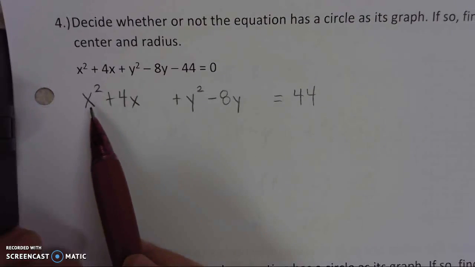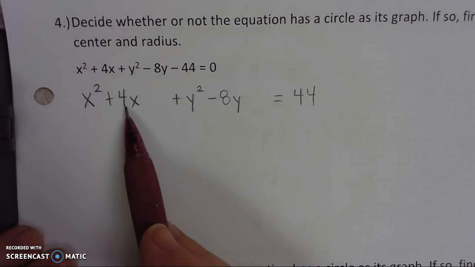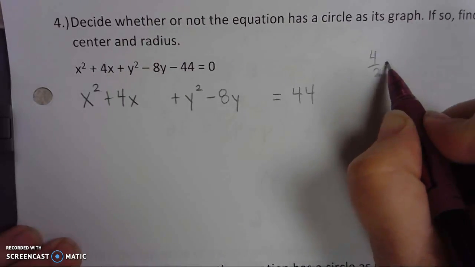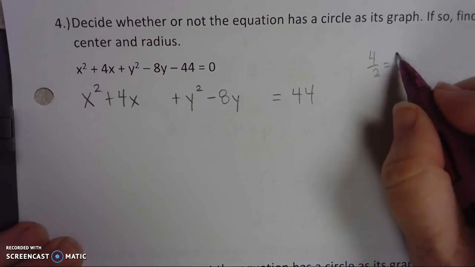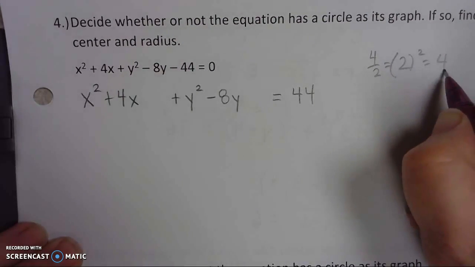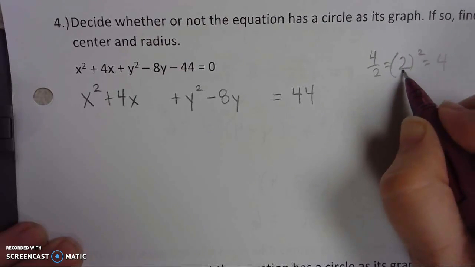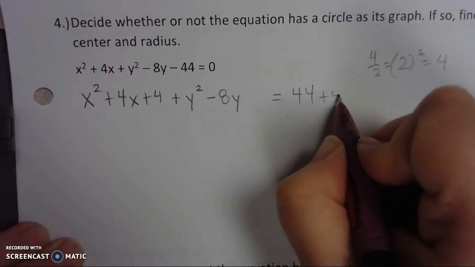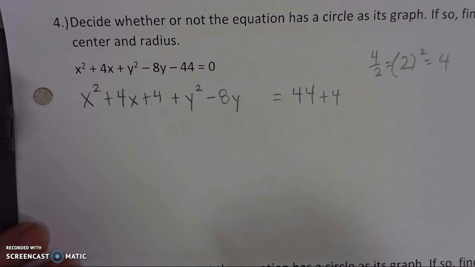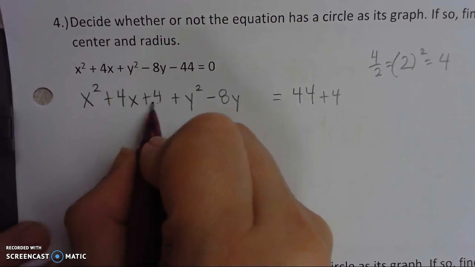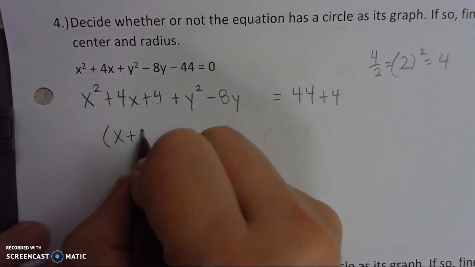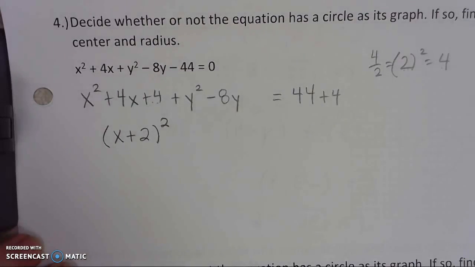So if I want to complete the square on x² + 4x, this 4 is, remember, b. I'm going to take half of 4, which is 2, and then I'm going to square that. So half of 4 is 2, I square it and get 4, then I'm going to add that to both sides. Now this is a perfect square trinomial, which I can factor into (x + 2)², where 2 is what I got when I took half.